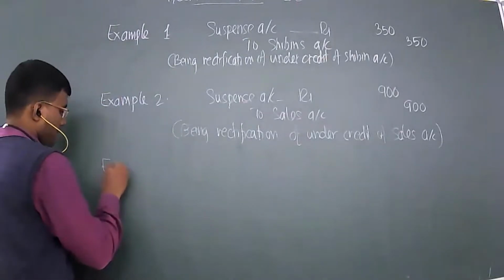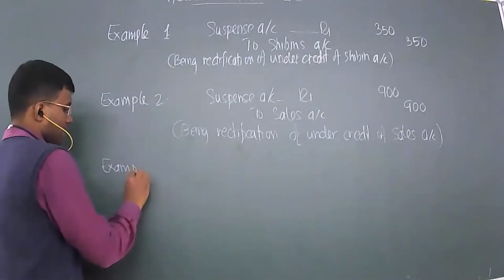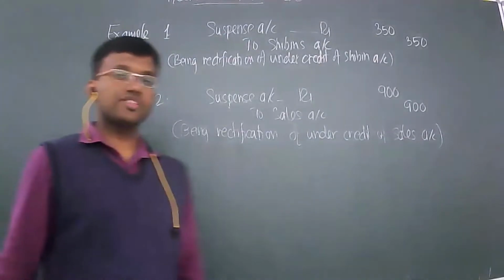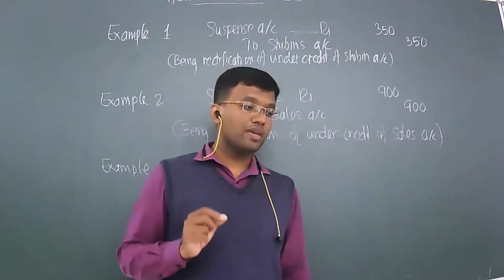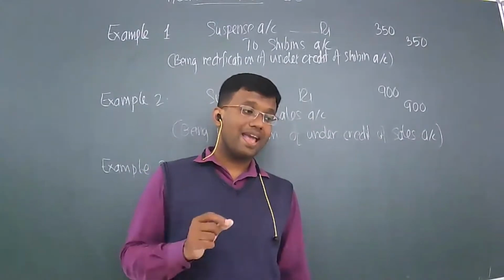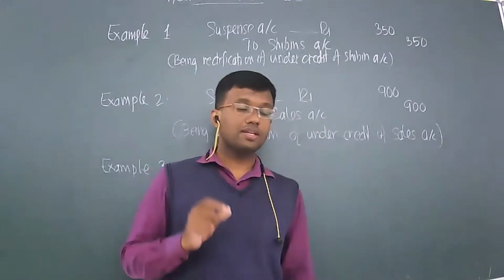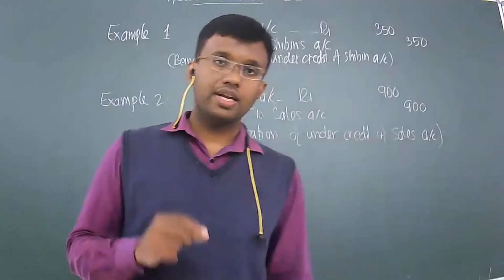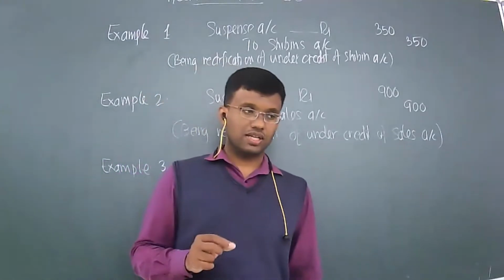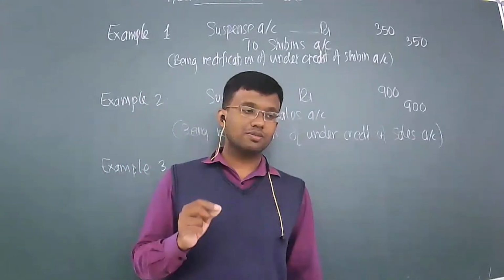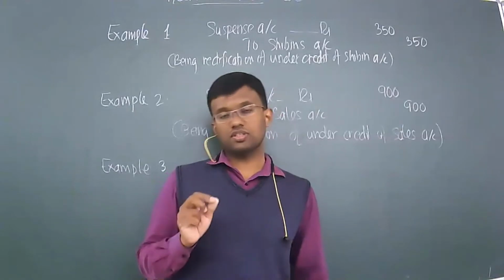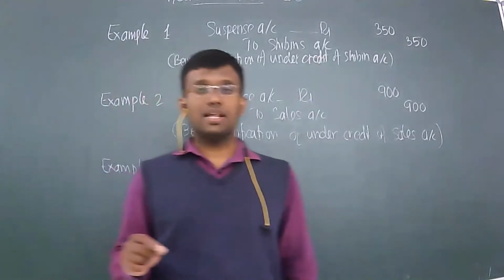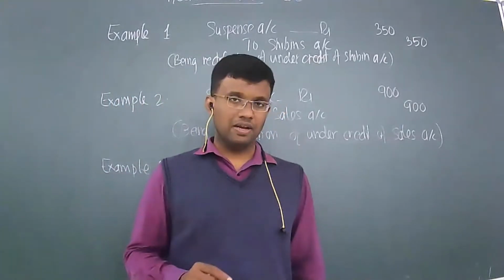Example 3. Let's quickly analyze the transaction. The transaction goes like this: a sum of rupees 500 paid for interest has been credited to interest account. So here, is it a one-sided or a two-sided error? Here it is a one-sided error.